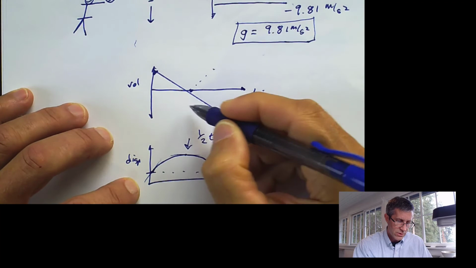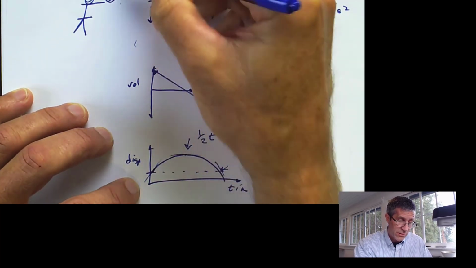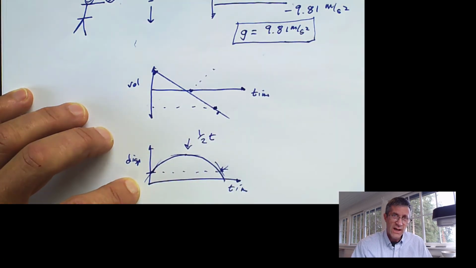Second thing: if I throw it up and then catch it again, the velocity I throw it up with, when it gets back to my hand, is going to have that same magnitude of velocity, just in the opposite direction. Let me list these out.